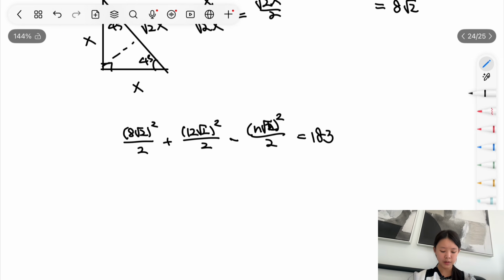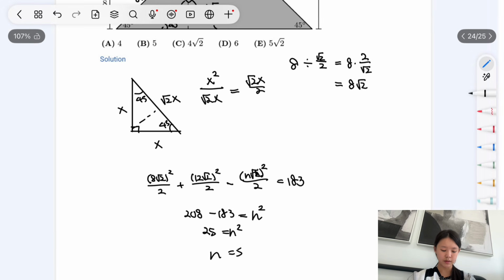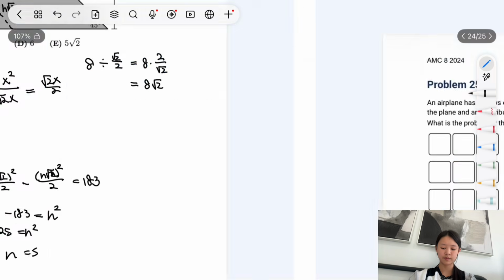So we get 208 minus 183 equals h squared times 2 squared over 2. That area in the middle is 25, which equals h squared. And so we know that h has to be 5. And so the final answer is B, which is 5.